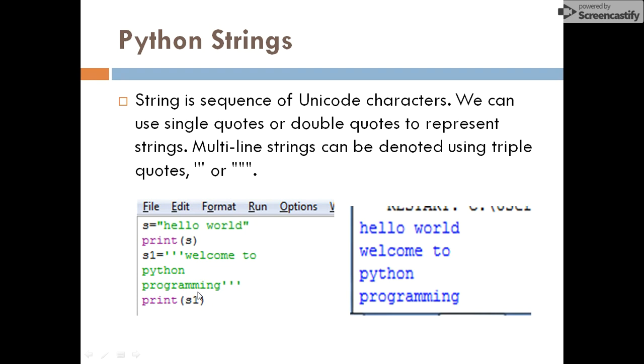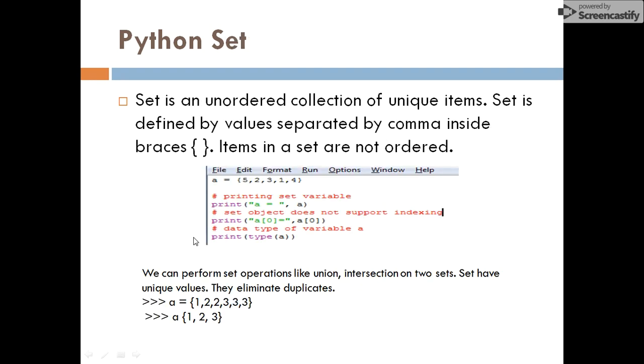"Welcome to Python programming." So we are using triple quotes in that case. Single or double doesn't matter, but we are having three quotes in that case. So for multi-line we are using this. For single line we are using simple double quotes. Further about string we have already discussed in previous videos.